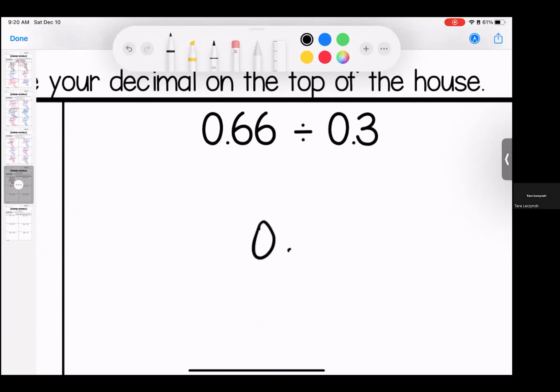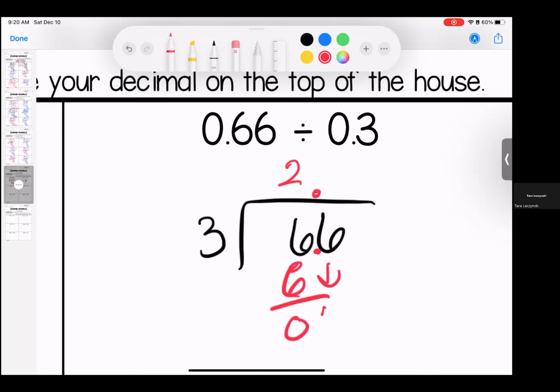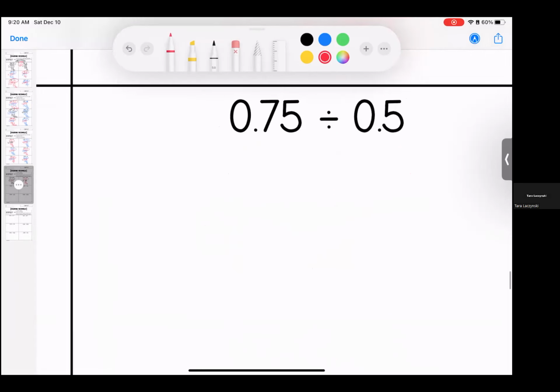All right, let's set this one up and move some decimals. We're going to move it once, which means we're going to move it once. It's all about balance and keeping it fair. So when I rewrite, I am left with 3 being divided into 6 and 6/10. 3 goes into 6 two times because 2 times 3 is 6. Bring it on down. 3 goes into 6 two times. We did that before. 2 and 2/10.